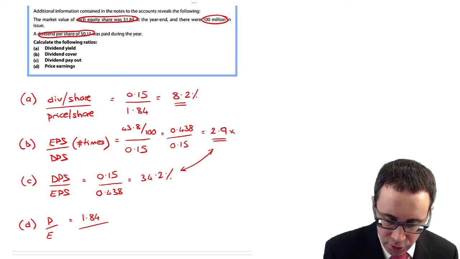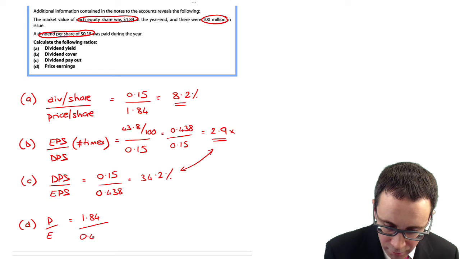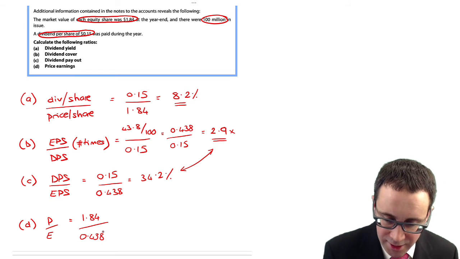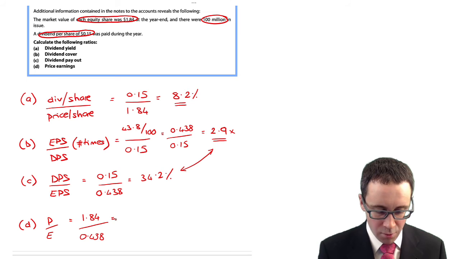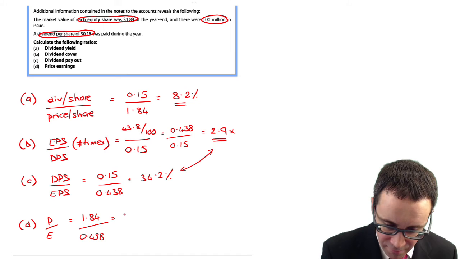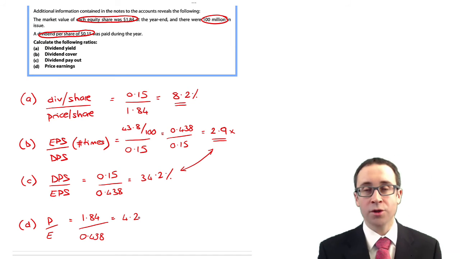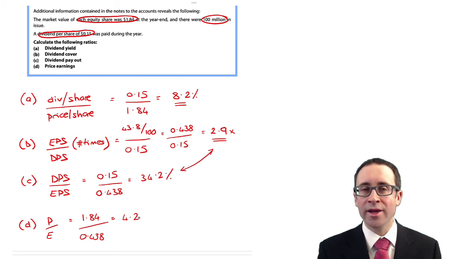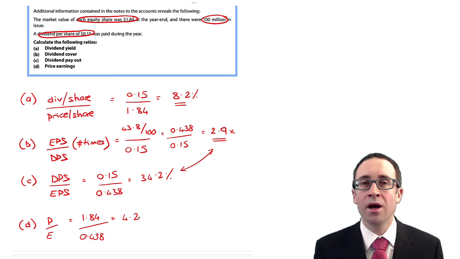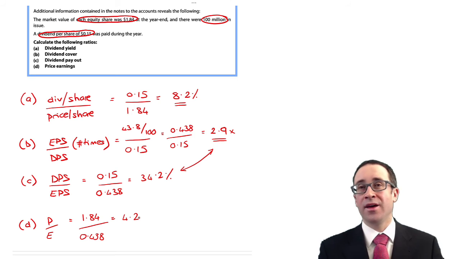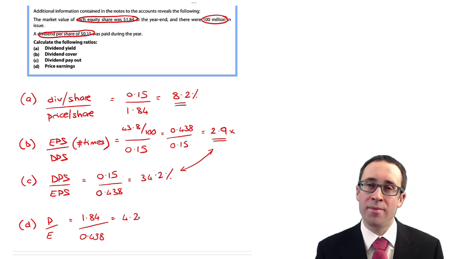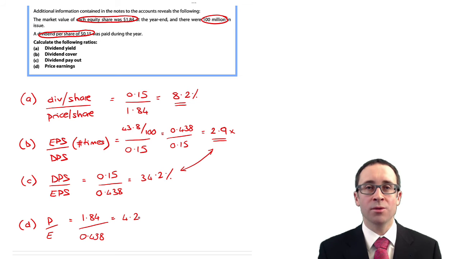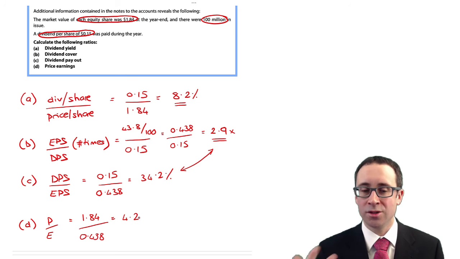And then we have your price earnings ratio. We know earnings per share is 0.438, so 1.84 divided by 0.438. Does that give me 4.2? So an investor is currently prepared to pay 4.2 times the current level of earnings to get those historic earnings. Clearly for 4.2, we need a comparison, either an historic comparison or a comparison to a competitor, to see whether or not we think it is doing better than other businesses or better than what it has done in the past.